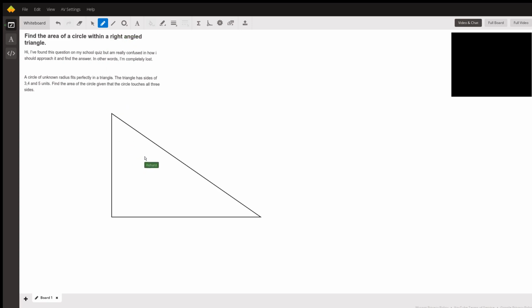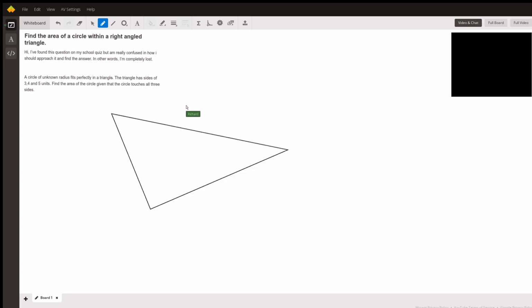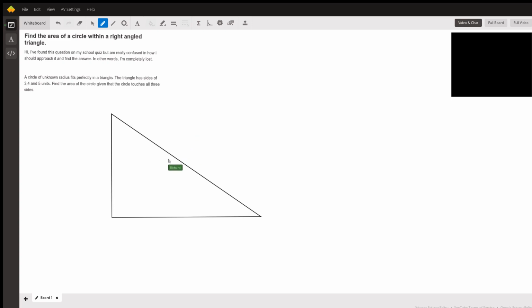It has to do with properties of what's called the incenter of a triangle. The definition of an incenter is the intersection of the angle bisectors.